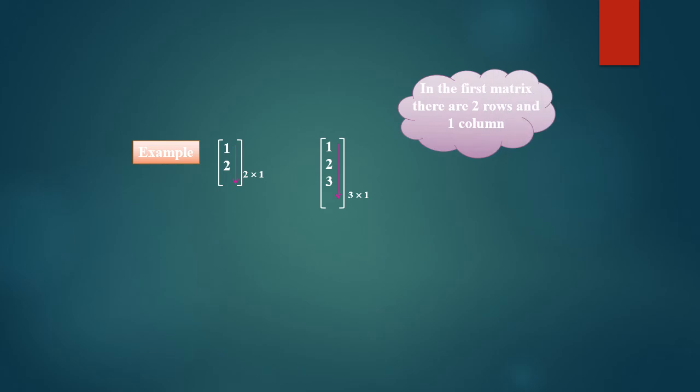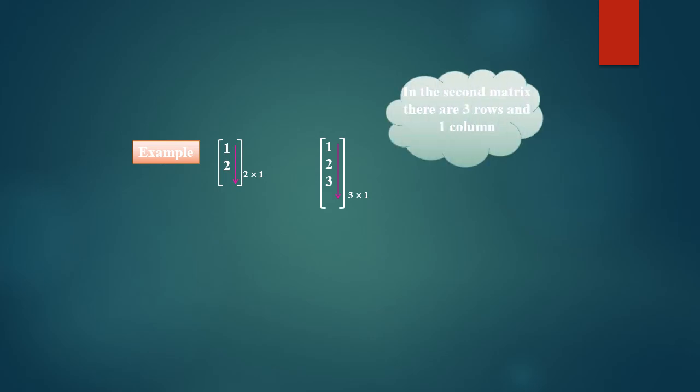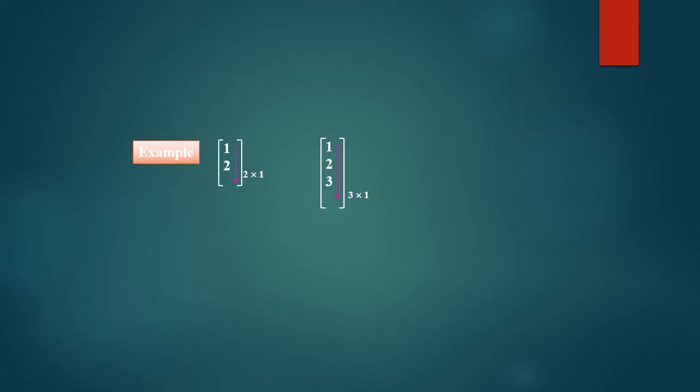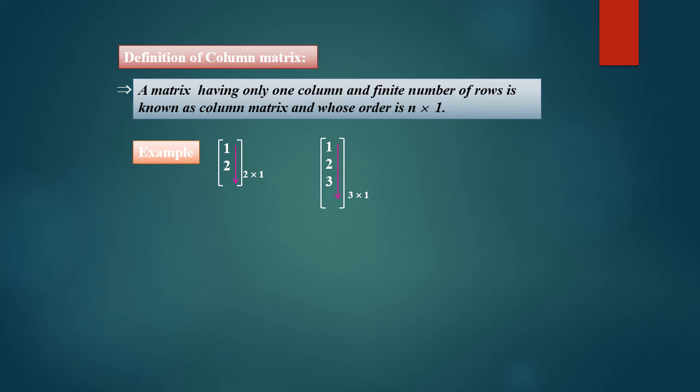Consider the example, a matrix with elements 1, 2. The order of this matrix is 2 cross 1. Next, a matrix with elements 1, 2, 3 with order 3 cross 1. In both the examples you can see that the number of columns is equal to 1. This leads us to the definition of a column matrix. A matrix having only one column and a finite number of rows is known as a column matrix, and the order of the column matrix is n cross 1.